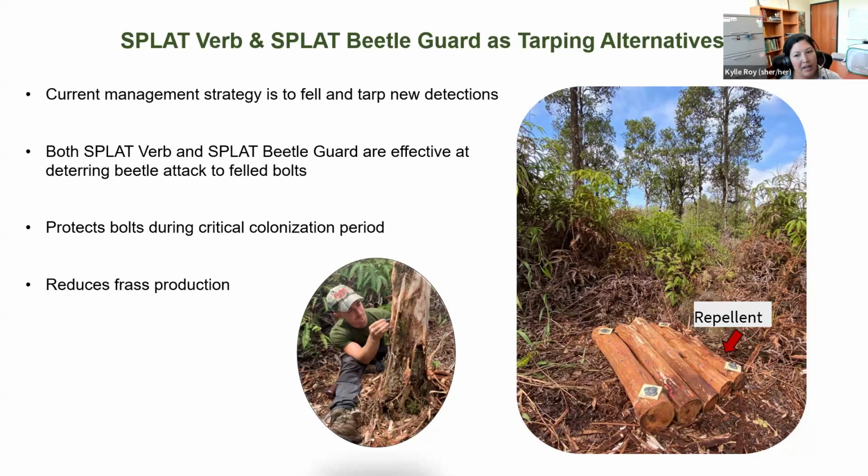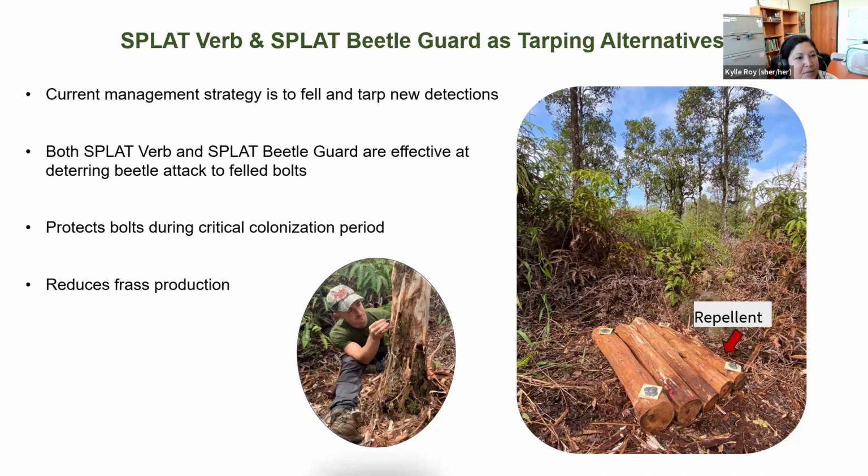Now, tarping creates litter in the environment. It needs to be removed or replaced over time. It can also create a mosquito habitat, which we really don't want to be doing right now, especially in high elevations.